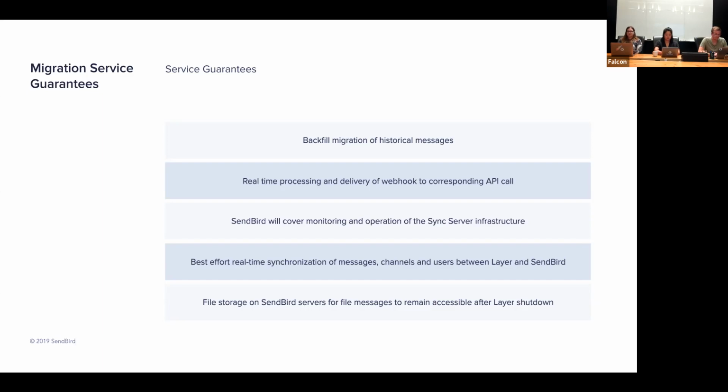We're going to do best effort real-time synchronization of messages, channels, and users between Layer and SendBird. So if the sync server detects that a message is coming in, we're going to deliver that. In the event that a conversation has not been created on SendBird's side yet, we are going to create that conversation, and same thing with users. So if we have not seen a user yet on SendBird's side, we're not going to just drop the message. We're going to create the user and then send that message for that user.